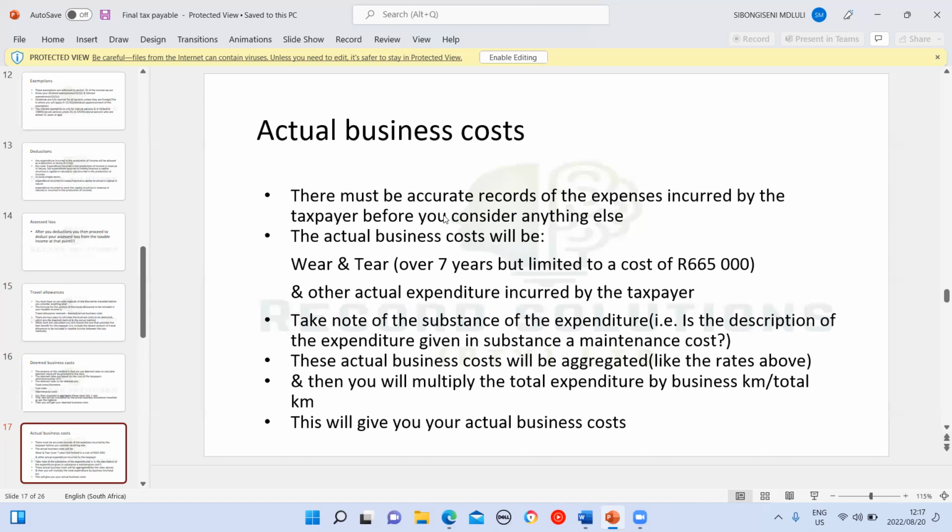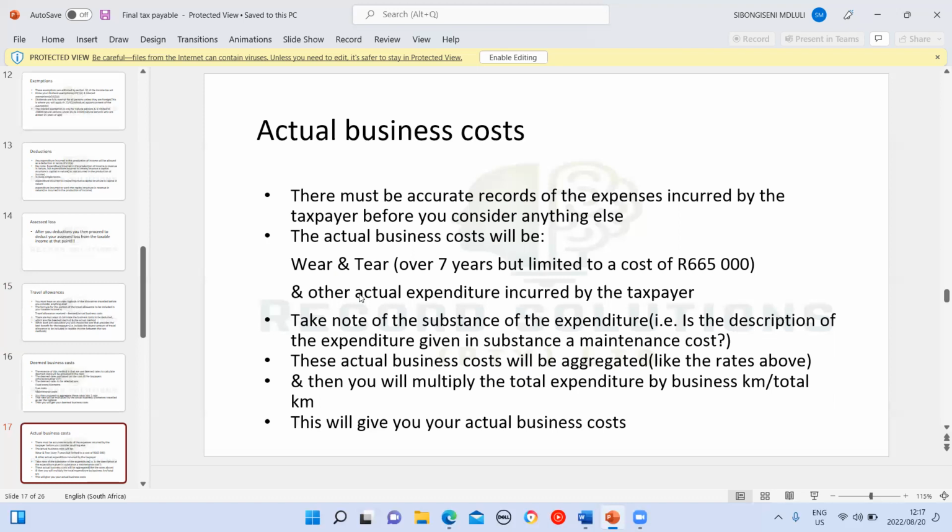Now, the actual business cost will be wear and tear over 7 years, but limited to a cost of 665,000 rand, and other actual expenditure incurred by the taxpayer. I just broke it down and made it simple for you. You mustn't forget this wear and tear. As for the other actual expenditure, as long as it has a record, you'll include it in your calculation of actual business costs.